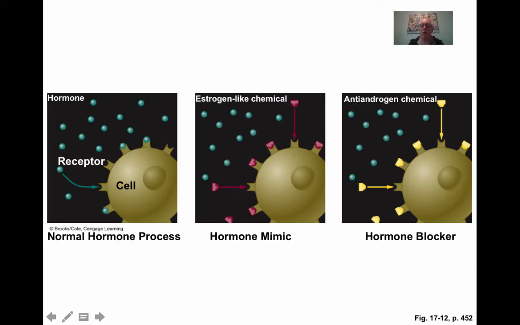A hormone blocker just does that. It won't let the hormone do anything that it's supposed to be doing because it can't even get to the cell in the first place. The same thing with the mimic, except it also gives a result that you don't want. So that's the idea there.